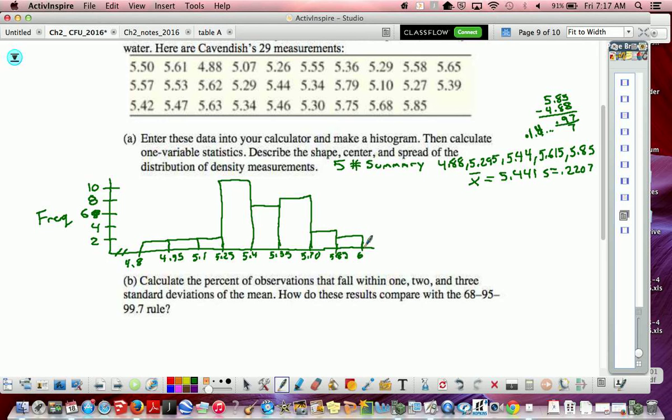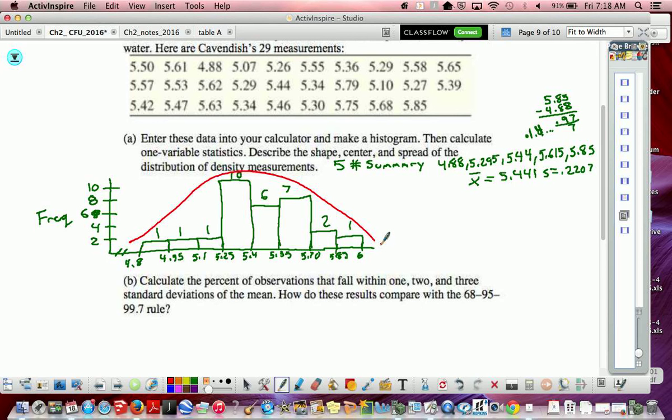I got my histogram. If you want, you can go ahead and write these numbers on here. 1, 1, 1, 10, 6, 7, 2, 1. Then it says, describe the shape, center, and spread of my distribution. Okay, so let's draw my curve.